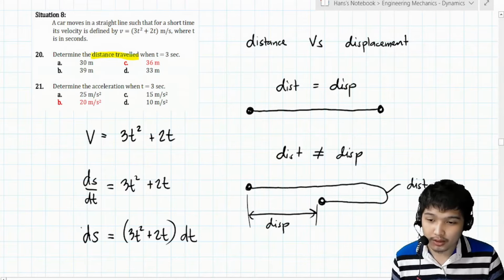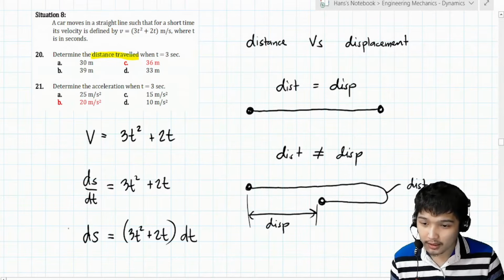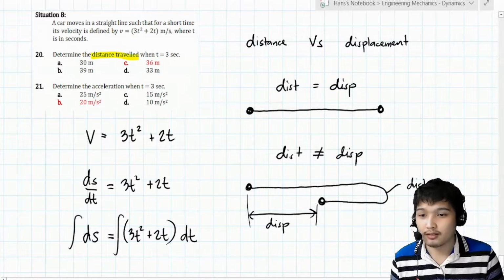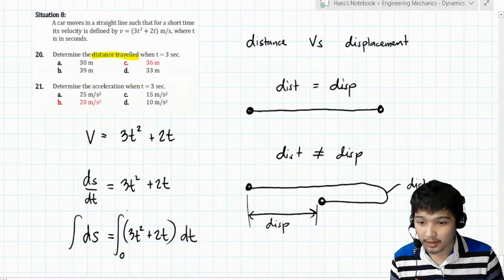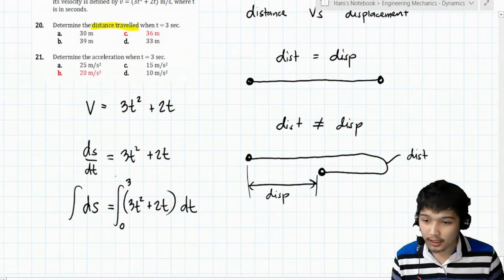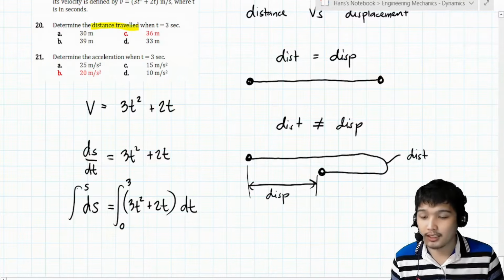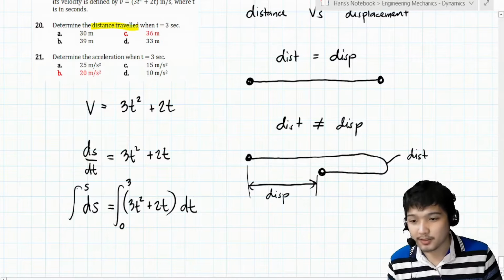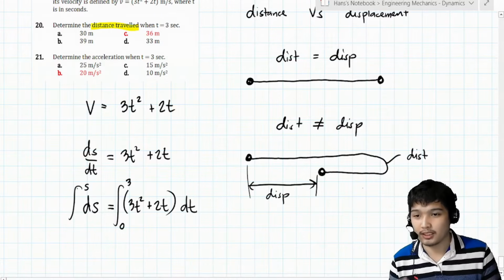So what we need to do is to just integrate both sides. And then we start from 0 and then lagay natin up to what time ba yung tinatanong? Time 3. Time is equal to 3. So 0 to 3. Okay? So dito lagyan lang natin yung total displacement. Okay? From initial point to final point. So pwedeng ganyan na lang.